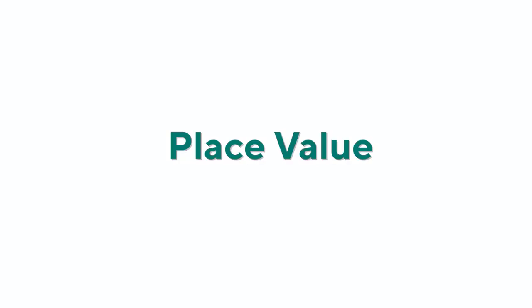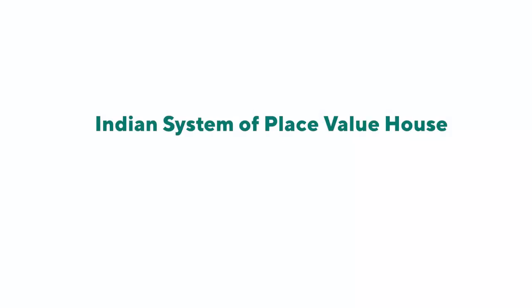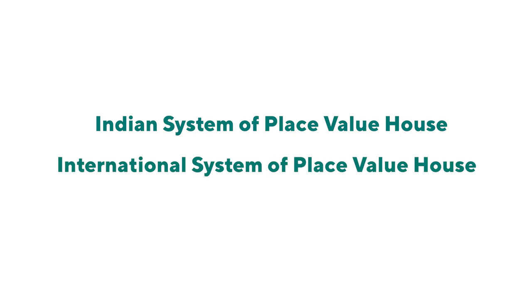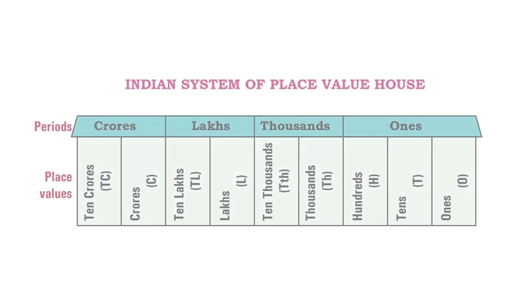We all know that to read a number, we need to know the place value of each digit. You've seen the place value house in your earlier grades. We can read a number using two systems, the Indian system and the international system. This is how the Indian system place value house looks like. Have a look at it.